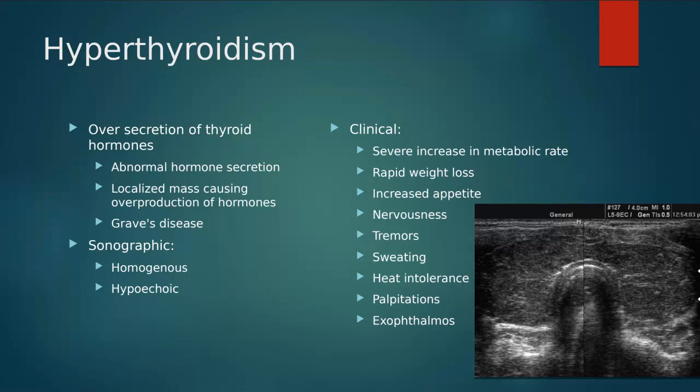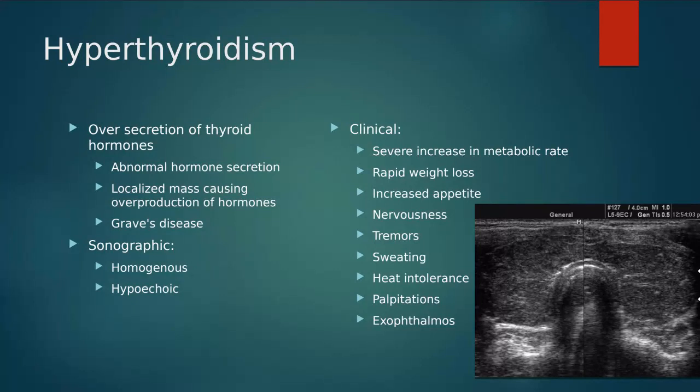Now, on the opposite end of the spectrum, we have hyperthyroidism. So now this is when our thyroid is secreting too many hormones. We have this over-secretion of those hormones. So again, this can be caused by any type of abnormal hormone imbalance, mainly could be caused by a localized mass, either a pituitary gland mass or a hypothalamus mass that is causing this overproduction of hormones.